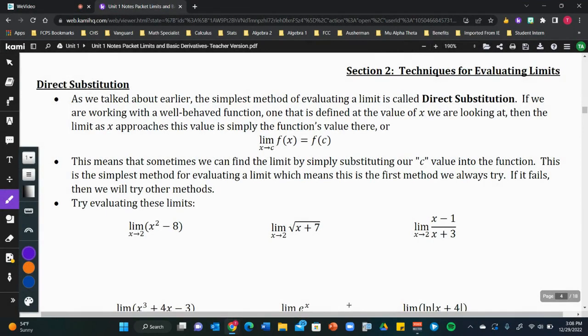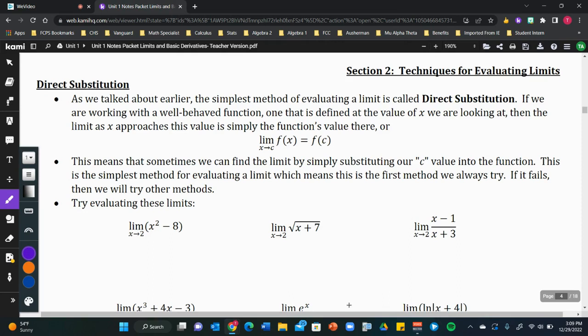So for today's topic, we're going to focus on other techniques for evaluating limits besides just being able to look at a graph or a table of values for a given function. So this is where all the algebra stuff is going to come into play. So our first topic of discussion is direct substitution. You've heard this phrase before in class and in the previous video.